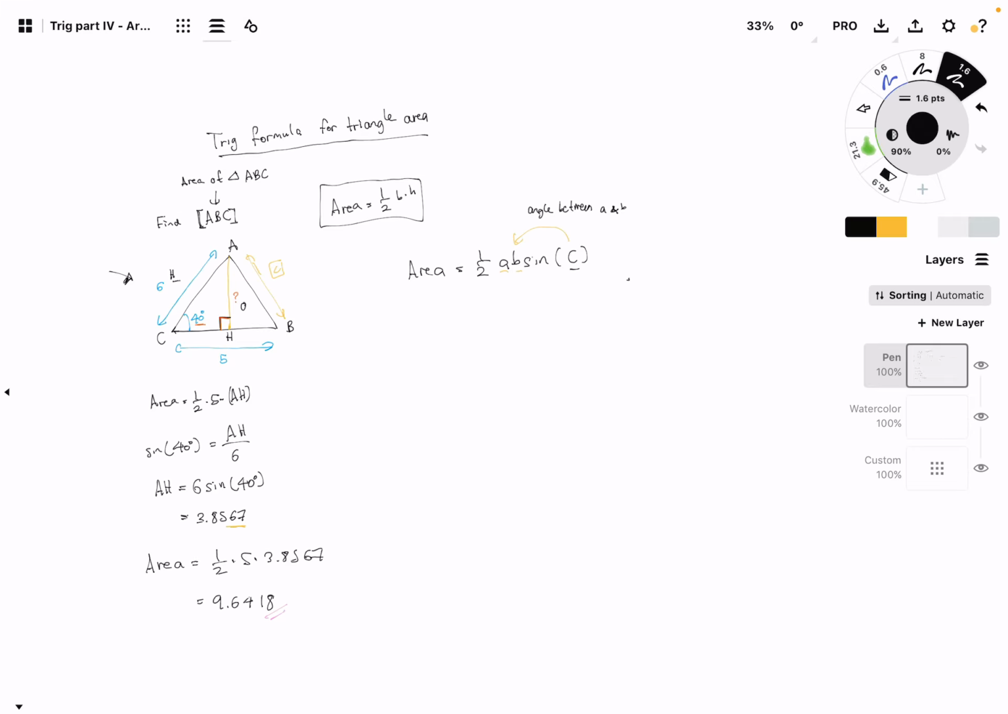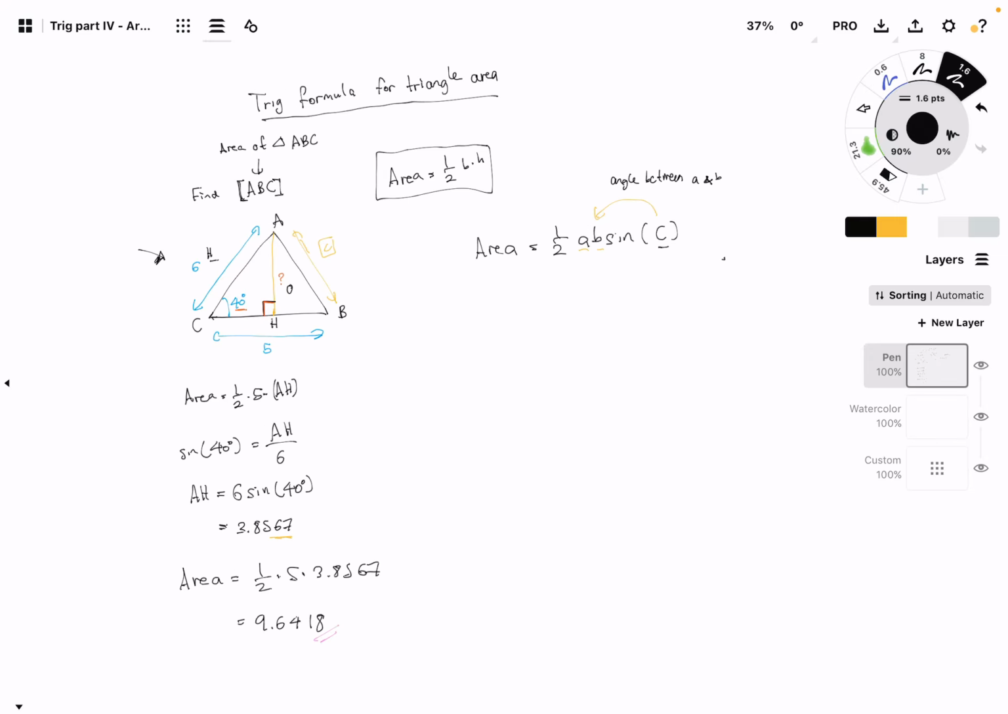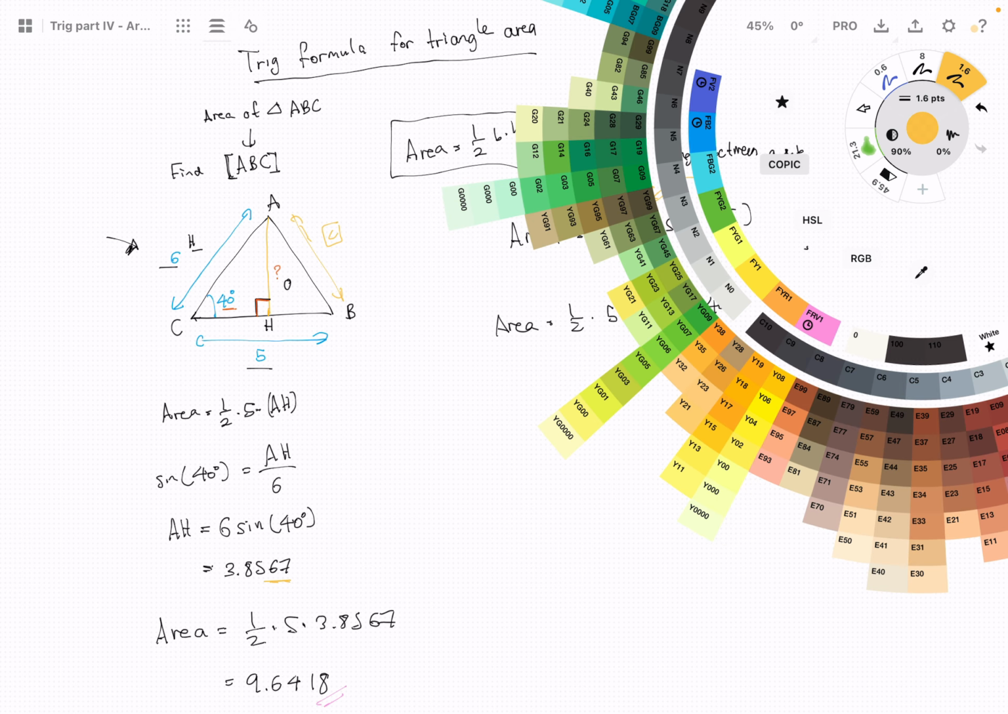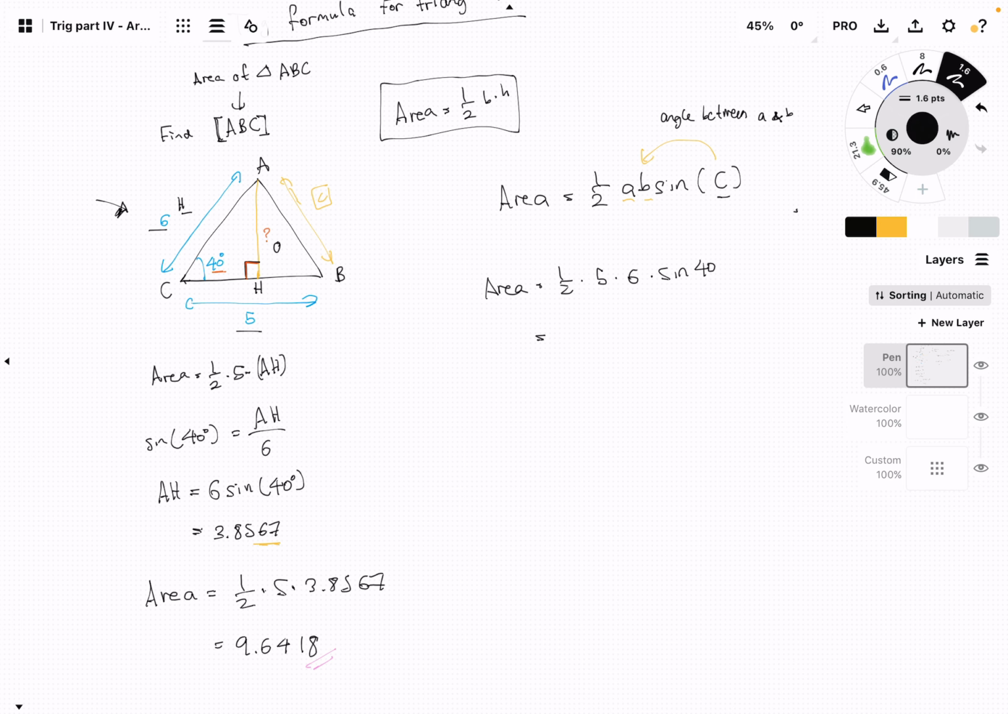That means we can solve this question really easily using this formula. So immediately we go, area would be equal to just half times 5 times 6 times sine 40. And if you plug this in, it's 6 times 40 times half times 5. So it's the exact same thing as before. When you plug it into a calculator, you'll get 9.6418 again.